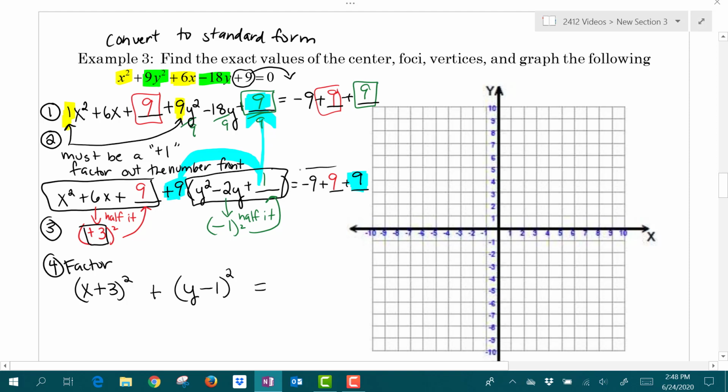Equals, and I'm going to add all of these together. Negative 9 plus 9 is 0, plus 9 is 9. Alright, and oh, forgot our 9, we got to bring that down as well. Okay, so that got factored out to the front and it's still out front.